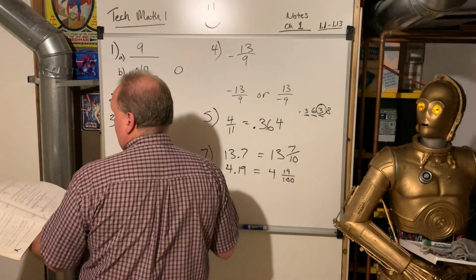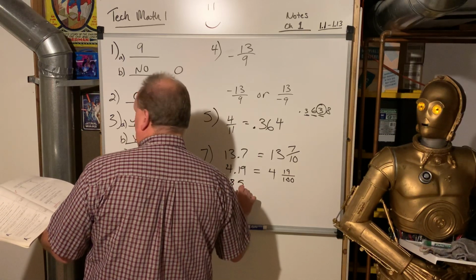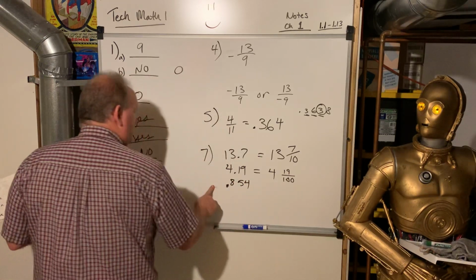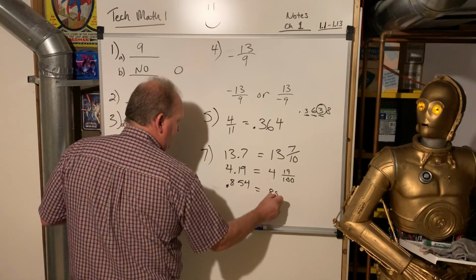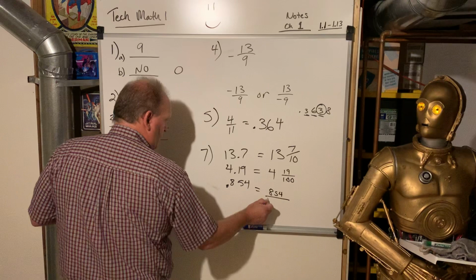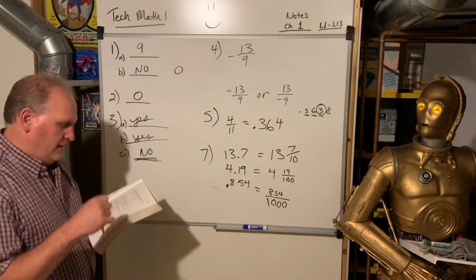So 0.854. That is 854 thousandths, or 854 over 1, and then 1, 2, 3 places. So 1, 2, 3 zeros. All right.